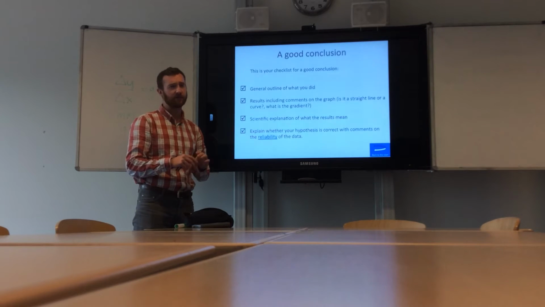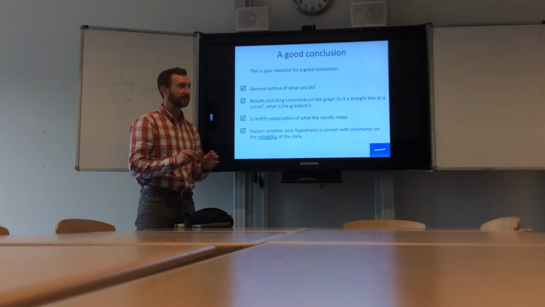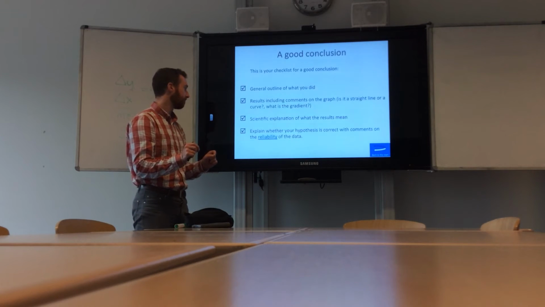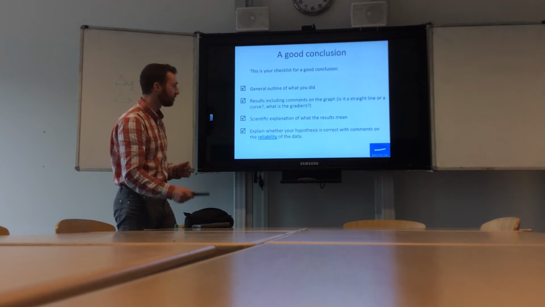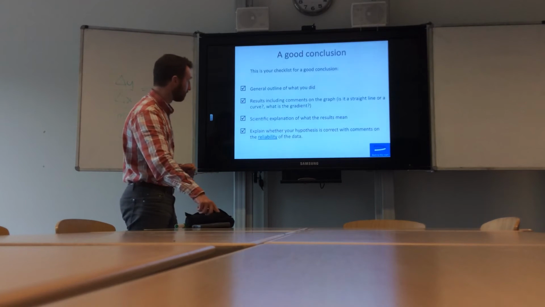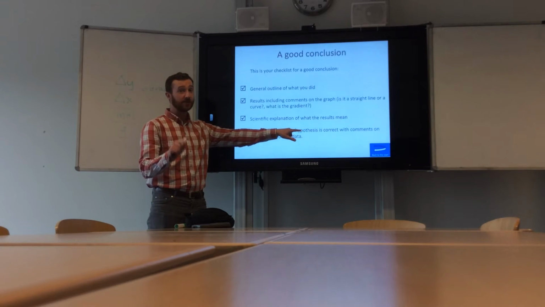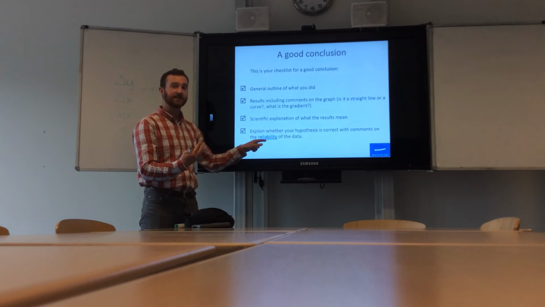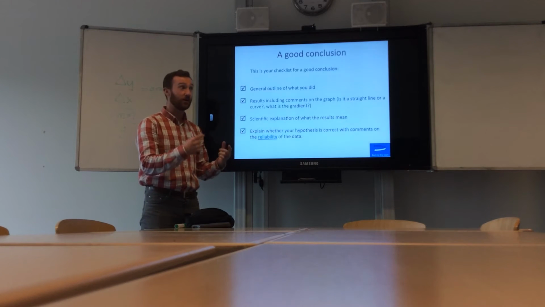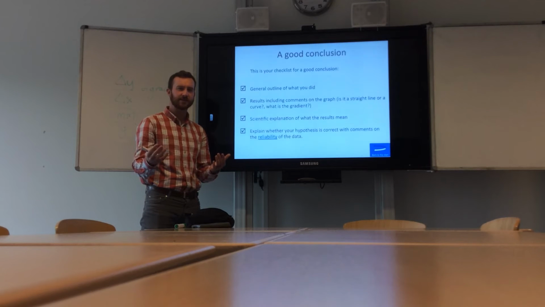You can find a breakdown of all the rubrics inside each classroom, and those will really help you to explain rather than state. Explain whether your hypothesis is correct with comments on the reliability of the data. So here, you would say, I'm going to go back to my hypothesis. What did I say? Was I correct? Can I use my data to show whether I'm correct or not? If you've got loads of anomalies, can you really say that you were right? You don't know if those points are actually true.